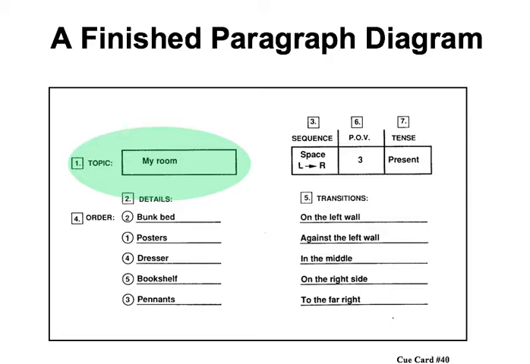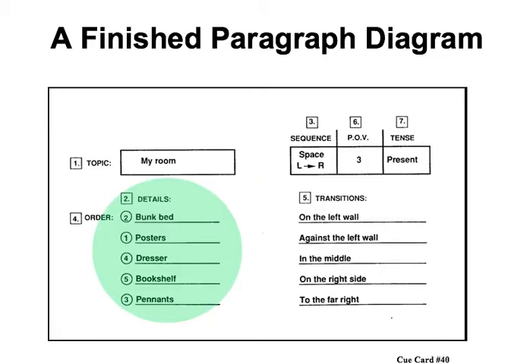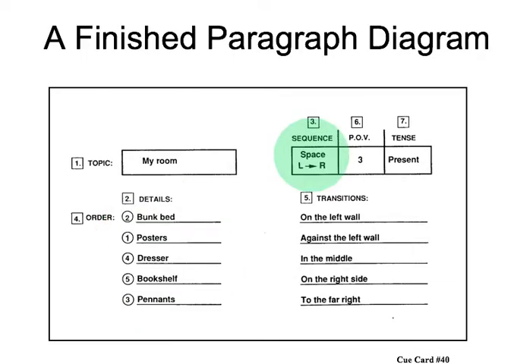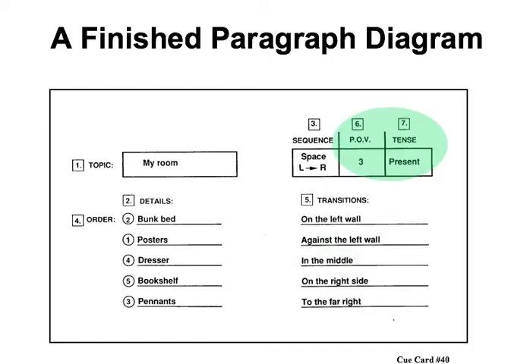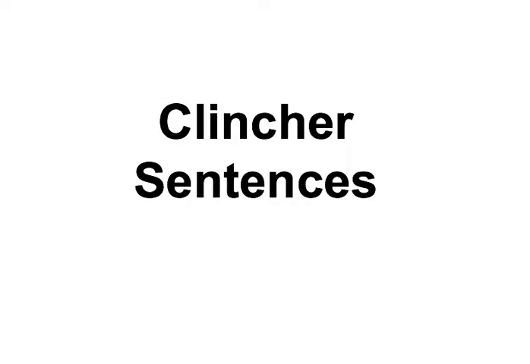We've talked about the different types of topic sentences. Once you have a topic sentence, you think about all of the details that you would like to include. And then you think about the type of sequence that you want to use in order to put all of this information together. Once you have a sequence in mind, you'd go back to your details and order them in the order in which you want them to appear in your paragraph. And then you also think about the types of transitions. Then you need to make sure that everything is written in the same point of view and in the same verb tense. So let's go into the different types of clincher sentences.